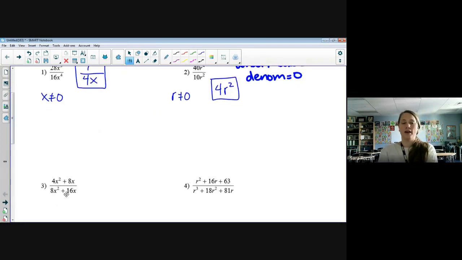So if you see a problem like this, we can't just start canceling stuff out because of the plus signs. So what we have to do is factor the top, factor the bottom, and then see if there are things that can cancel after that. So let's look at our numerator. What can come out of both of these terms? Bigger than a 2, a 4 and an x, right? So we're going to pull 4x to the front here, and then you're left with x plus 2.